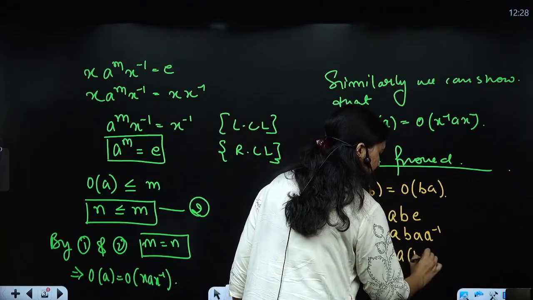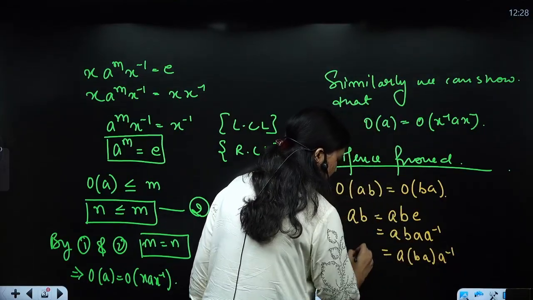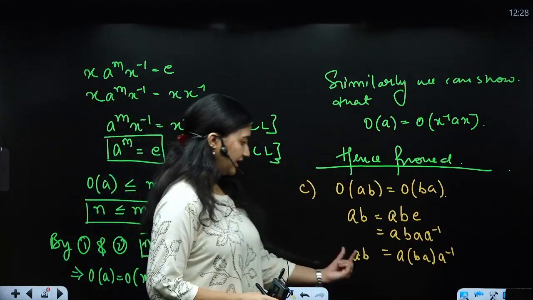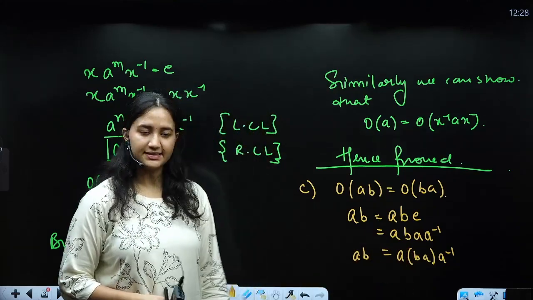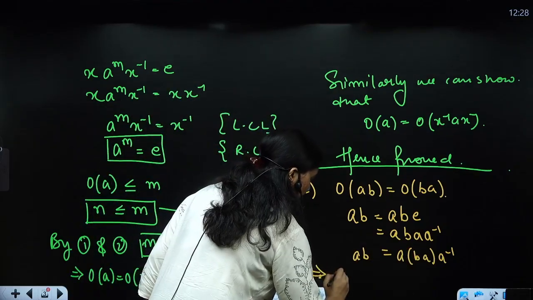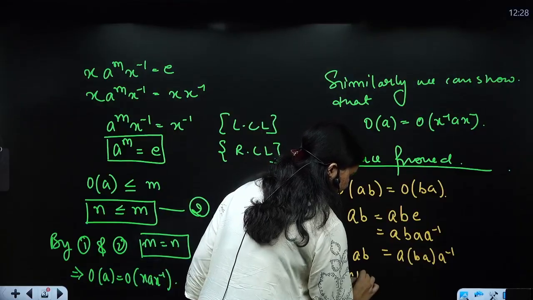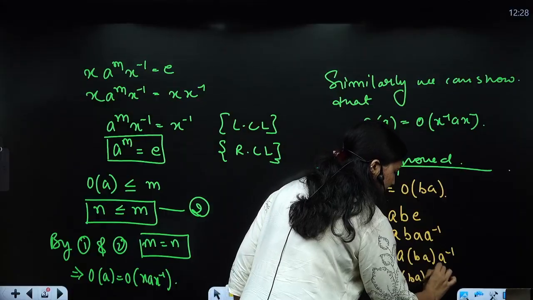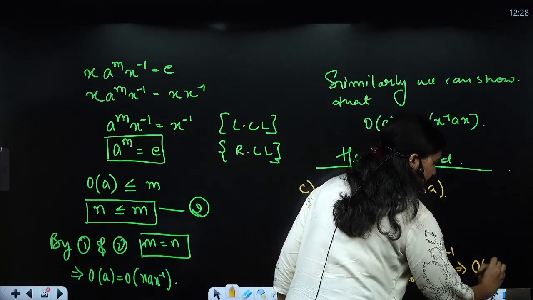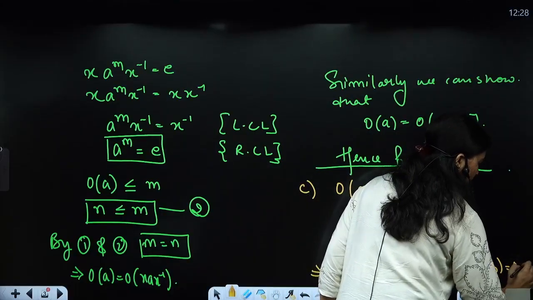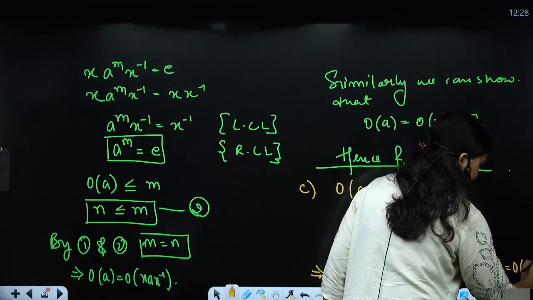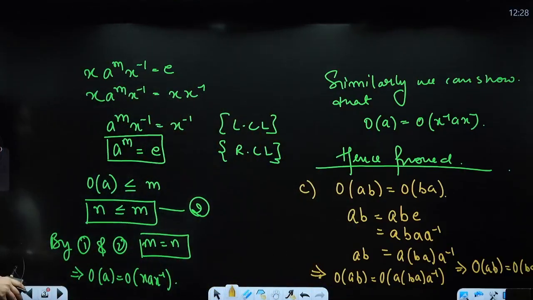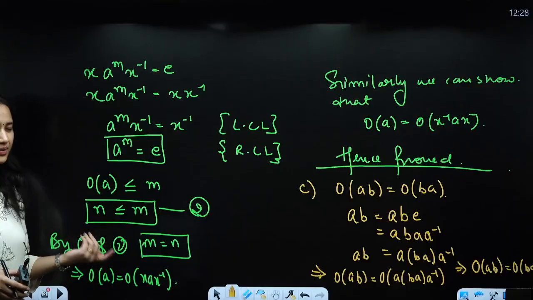A(BA)A inverse equals AB, right? So यहाँ से क्या पता लग जाएगा? That if an element is of this form, then the orders are going to be same. So this implies that order of AB equals order of BA inverse. This implies that order of AB equals order of BA. Clear? So from this we can prove all these three theorem or formula or whatever you want to call it, right?